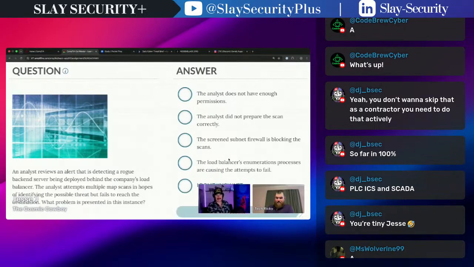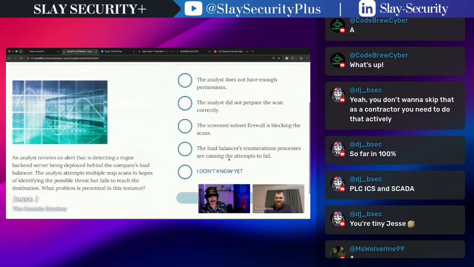And then an analyst question, that's another one that gets me sometimes. An analyst reviews an alert that is detecting a rogue backend server being deployed behind the company's load balancer. The analyst attempts multiple Nmap scans in hopes of identifying the possible threat, but fails to reach the destination. What problem is presented in this instance? A, the analyst does not have enough permissions. B, the analyst did not prepare the scan accordingly. C, the screened subnet firewall is blocking the scans. Or D, the load balancer's enumeration processes are causing the attempts to fail.